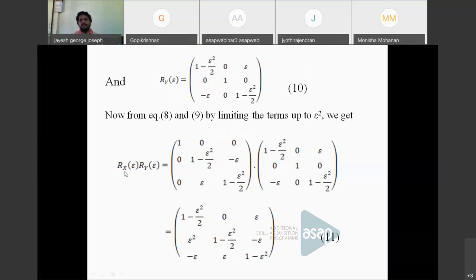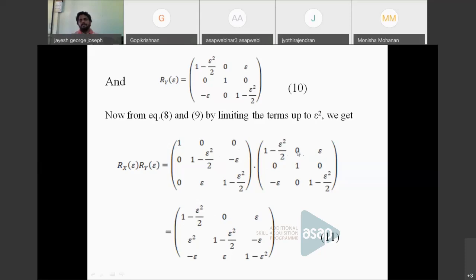And here this is R_x of epsilon times R_y of epsilon, where R_x of epsilon is this matrix and this is R_y of epsilon, and the product is equal to this. So we multiply the first row with the first column of the second matrix. So this is 1 into 1 minus epsilon squared by 2, that quantity is 1 minus epsilon squared by 2 plus, and the other two quantities go to 0. Therefore, the first element is 1 minus epsilon squared by 2. And the second element is obtained again by multiplying the first row with the second column.